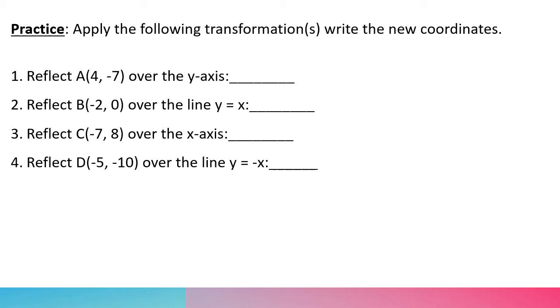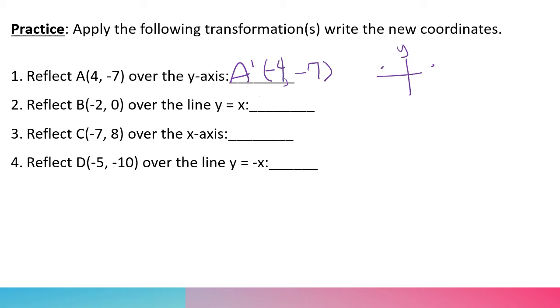All right, welcome back. So when we reflect the point A over the y-axis, so if I think about reflecting something over the y-axis from here to here, it's my x value that changes and my y value stays the same. So my y value stays the same, but this time my x value will change.